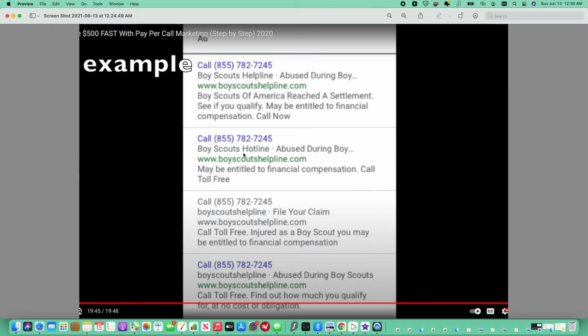So to recap, you want to include call now, call toll free, or a variation of this. File your claim. Have you been abused, right? What are the reasons? Have you been entitled to financial compensation? And you're going to have a number that the person will call and then immediately talk to the representative.